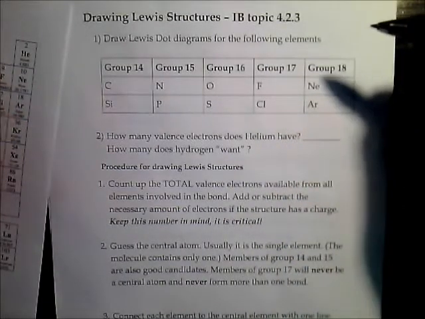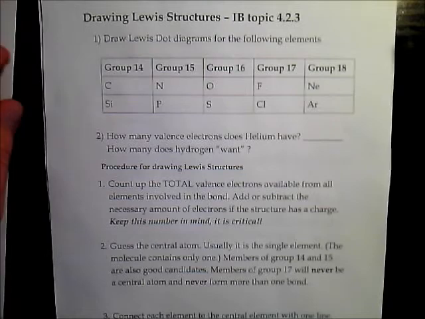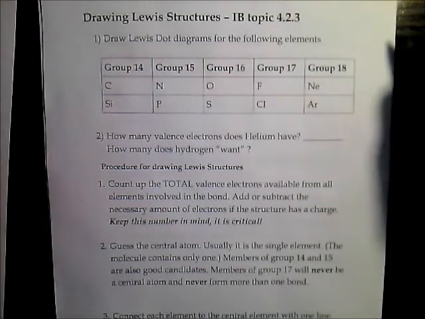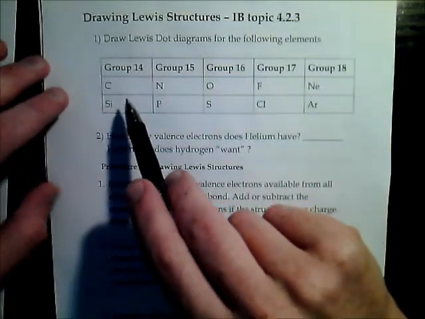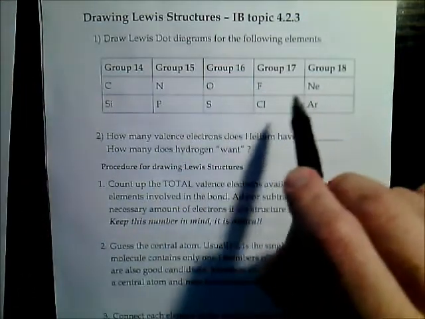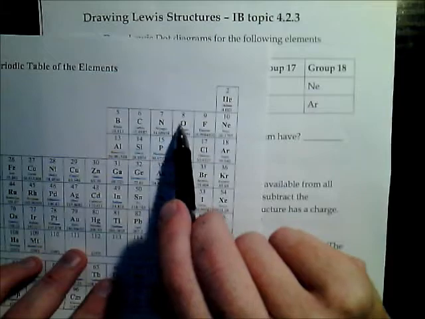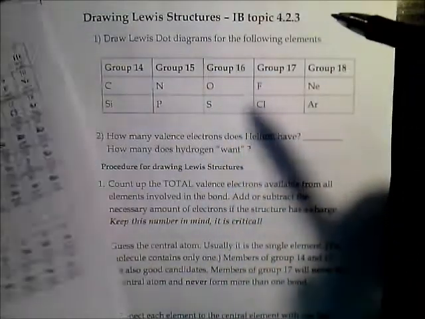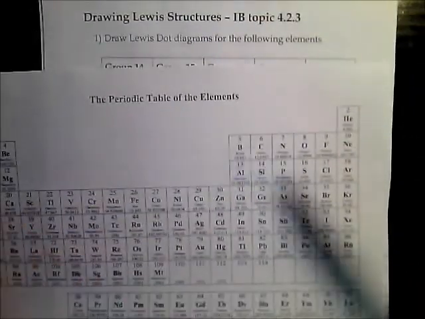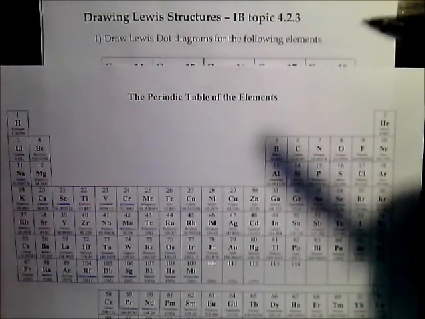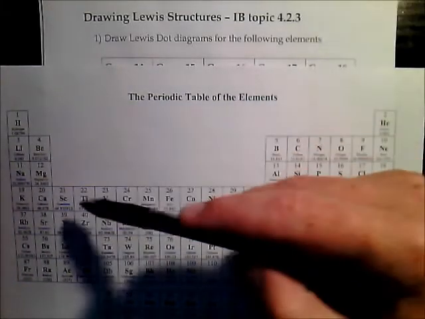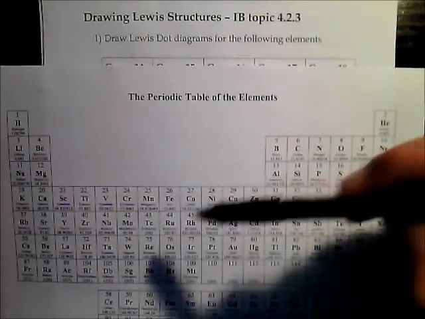The top part of the page is asking us to do something really simple, which is drawing Lewis dot diagrams for the elements. We have examples from group 14, 15, 16, 17, so that's right in here in the periodic table. Basically what we're trying to do in this exercise is find out how many valence electrons these things have. Finding valence electrons is really simple. We may have talked about it before in class, but just a quick reminder.